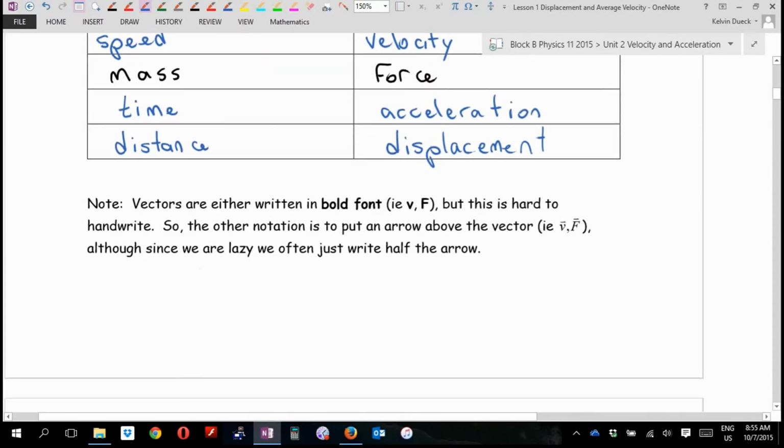Note. In a textbook, to show that something is a vector, you write it in bold font, like those two. But it's really hard in your handwriting to make something look bold font versus not. So in your handwriting, to show that something is a vector, that's speed. We put an arrow over it. That's a velocity. That has a magnitude and a direction. Although over the years, Jaden, we've gotten lazy. We don't bother drawing the bottom part of the arrow. It's just understood if you do that, because that way you can do it without lifting up your hand. That's a vector.